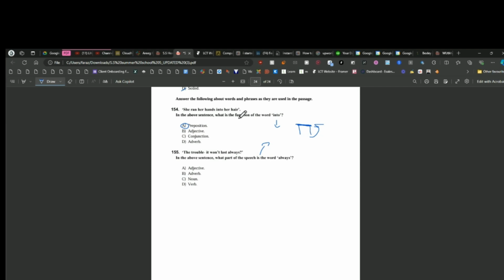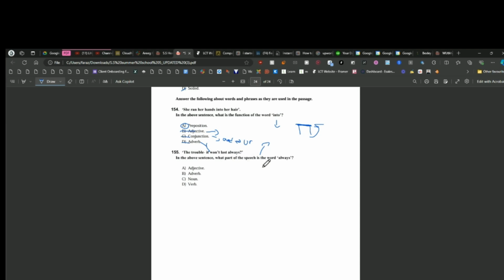Prepositions describe like a placement, right? None of the other ones even match. So an adjective describes a noun, a conjunction is like an and or an or, right? These are sort of conjunctions, and an adverb describes a verb. It's a preposition.